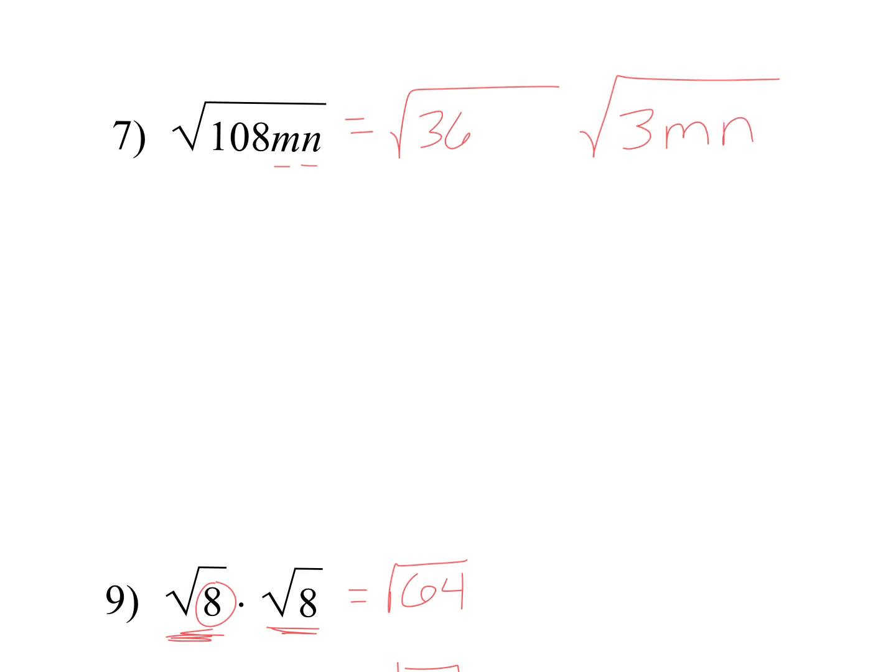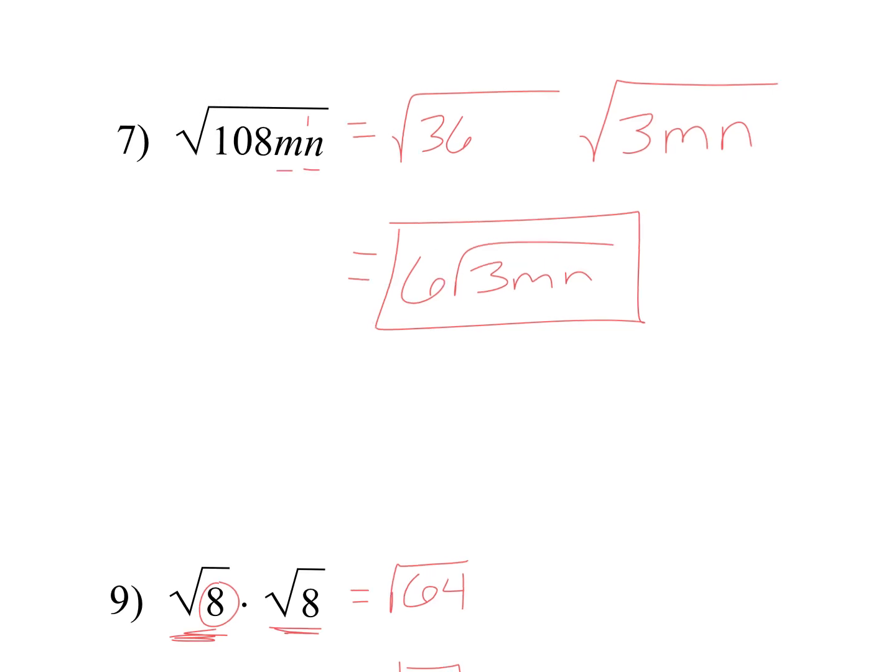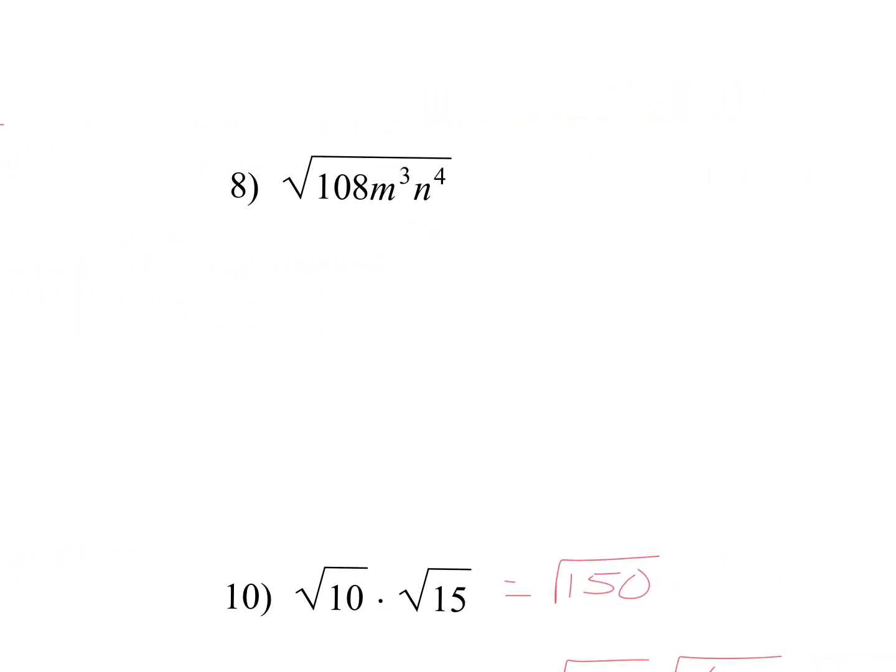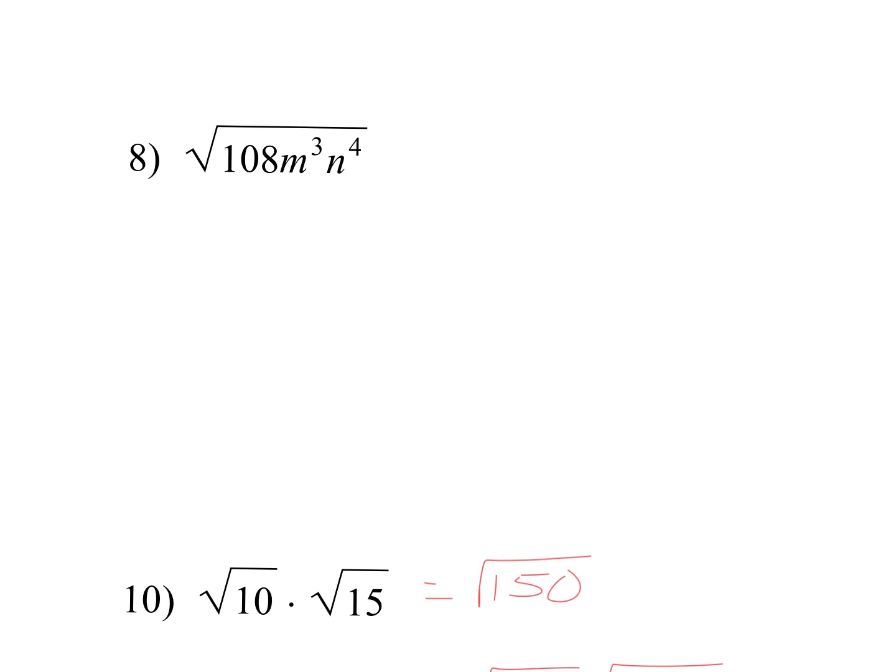So now simplify. What's the square root of 36? 6. What do I do with the leftovers? Keep them. 3mn. Because I did that because I can't take 1 divided by 2 to give me a whole number. That's why they were both bad. Look at 8. How many radicals do I split them up into? 2. Good. And a bad.